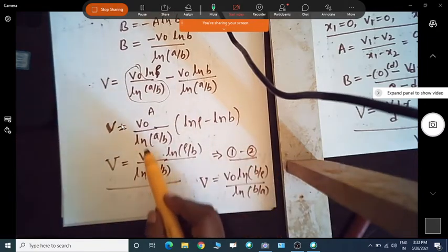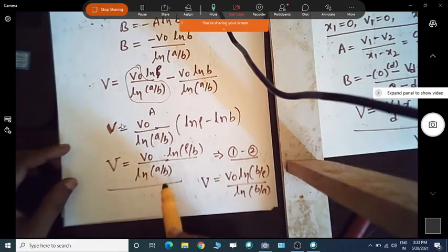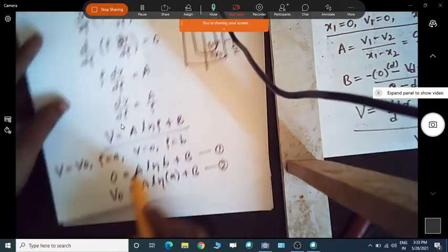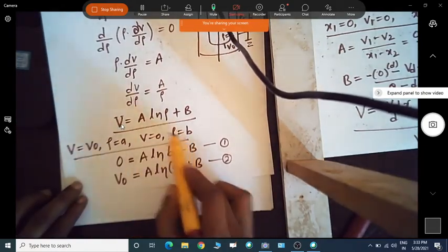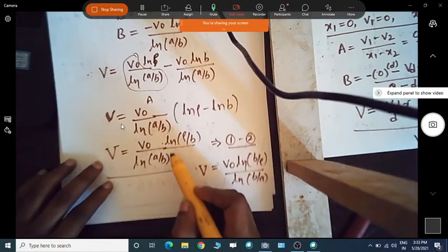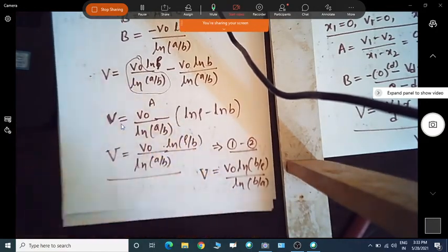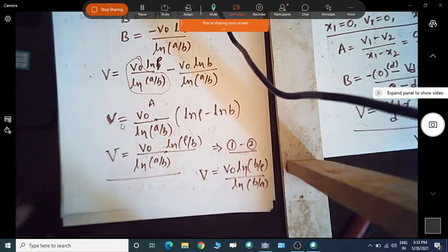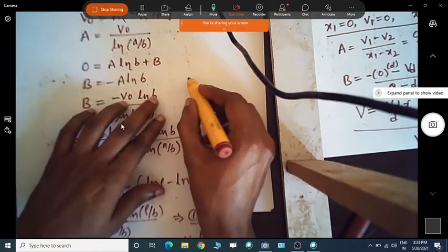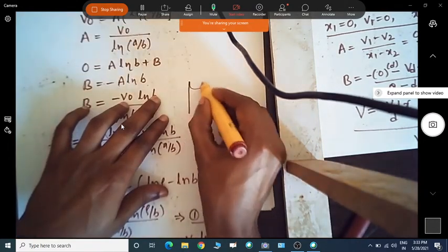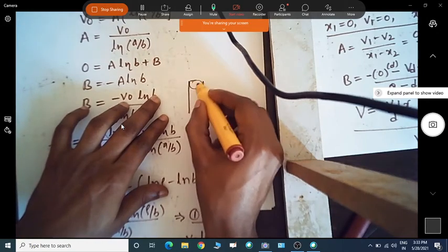If I apply the boundary conditions, that is the general equation. Now, if this is a general equation, we can have V naught and A and B. As I said, this is for any general solution of these two cylinders.